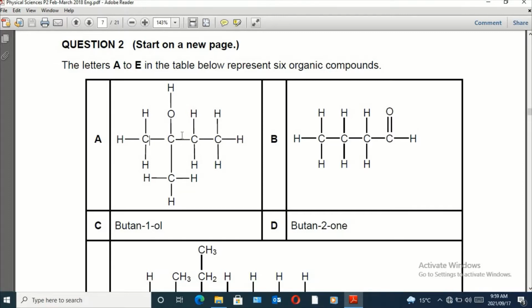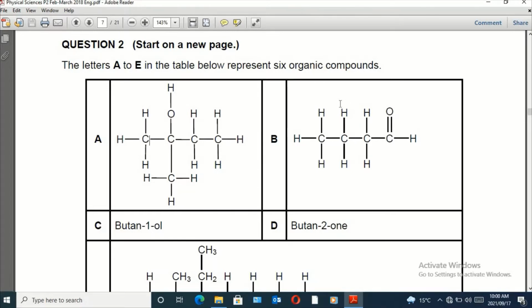If, for instance, the carbon of the hydroxyl group was connected to 2 other carbons, we would call it a secondary alcohol. And if it was only connected to one other carbon, we would call it a primary alcohol. So just remember those distinctions between how to identify a primary, a secondary, and a tertiary alcohol. And then let us move on to compound B.